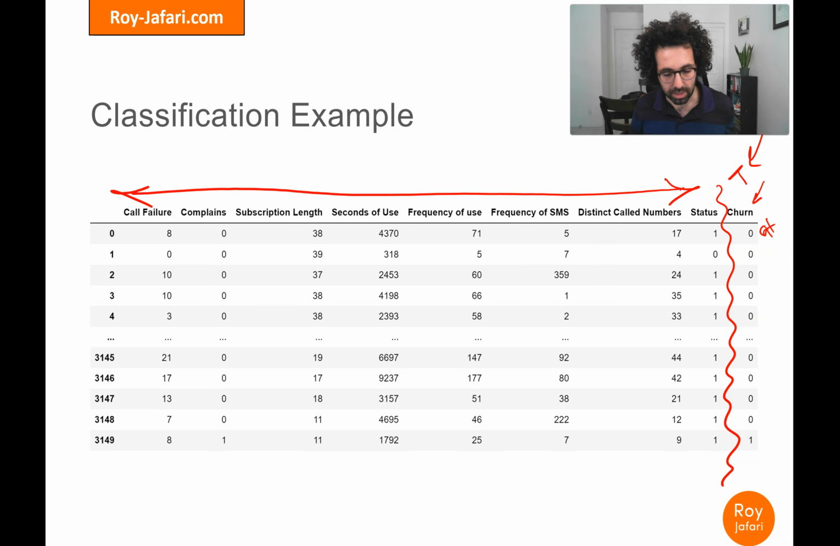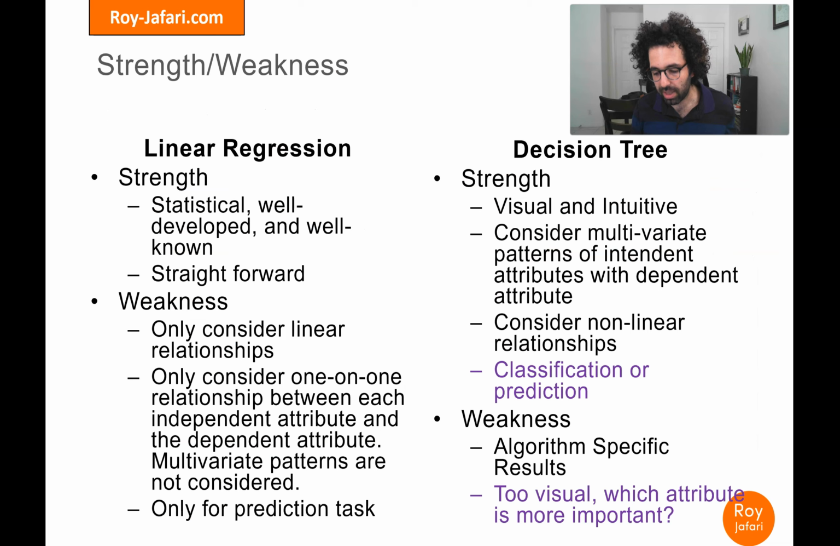And of course, in this example, we do also see that we can use decision tree for classification or prediction alike.